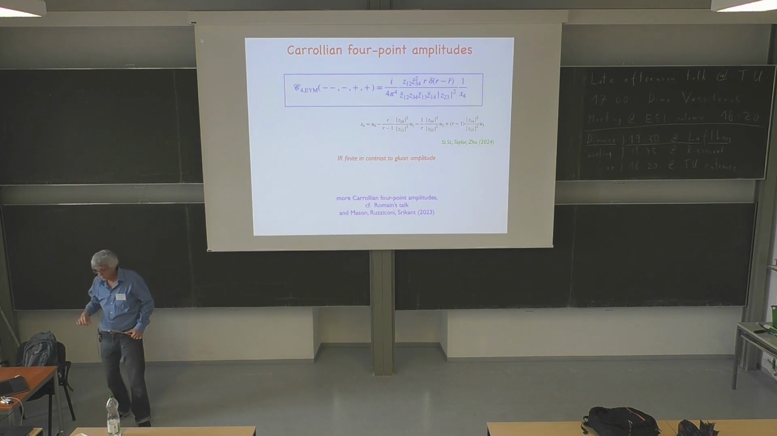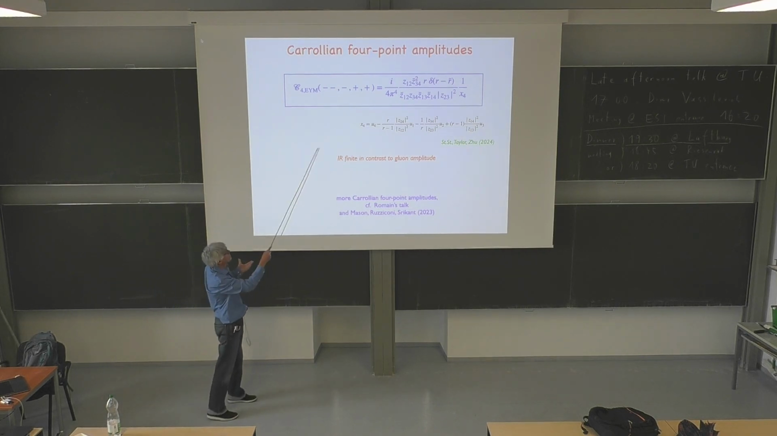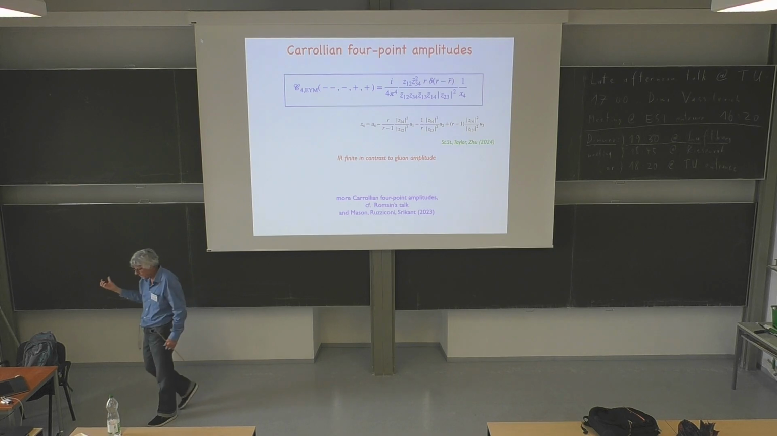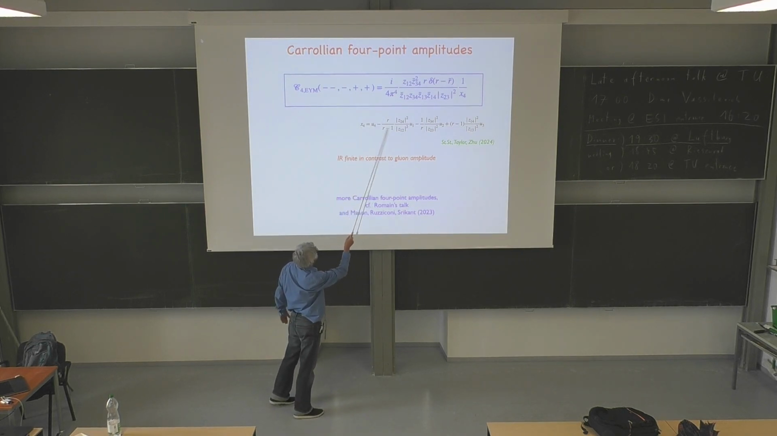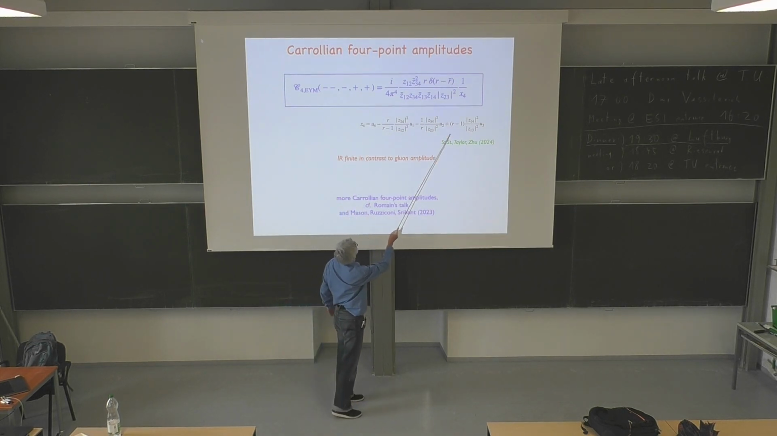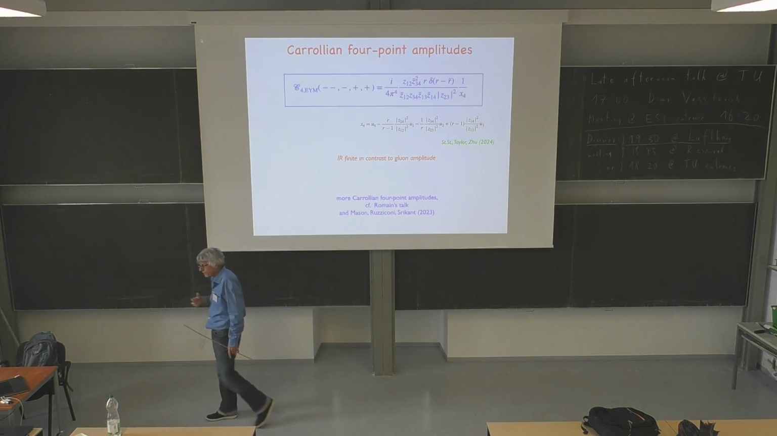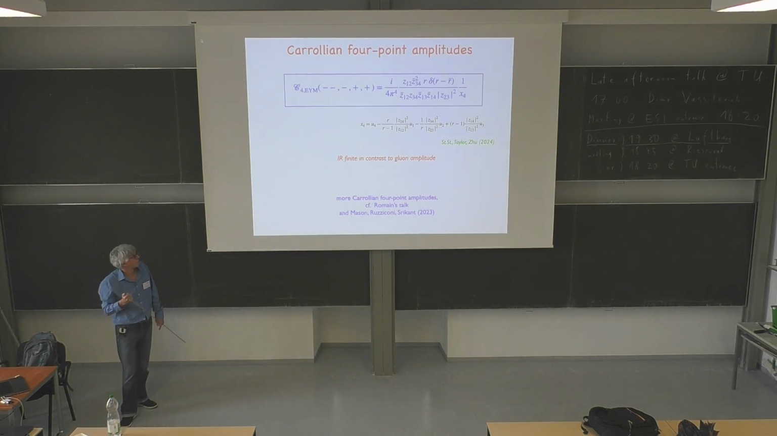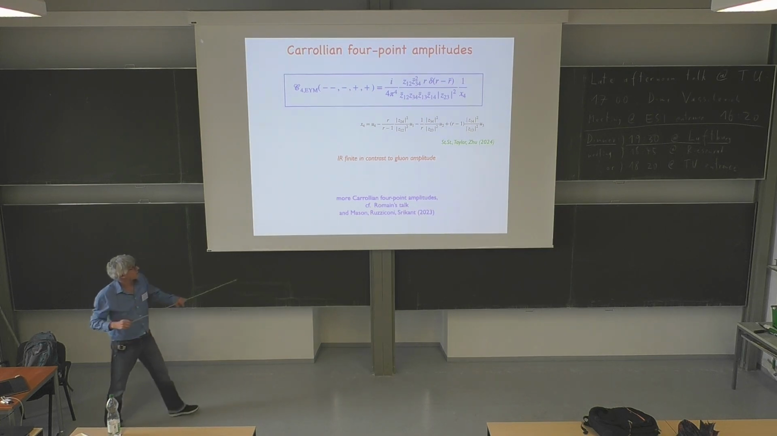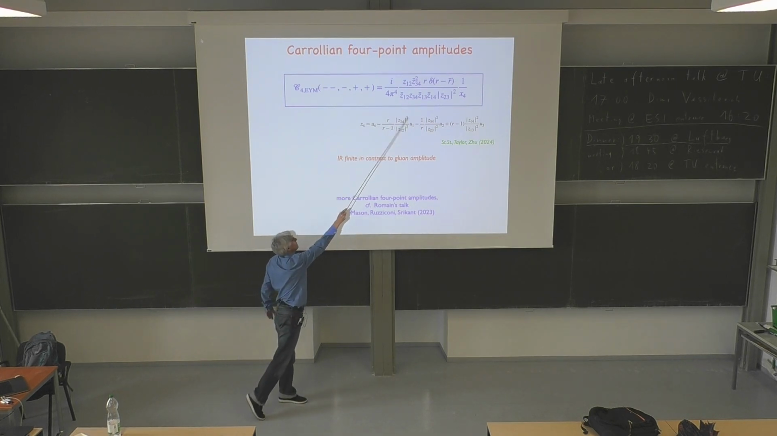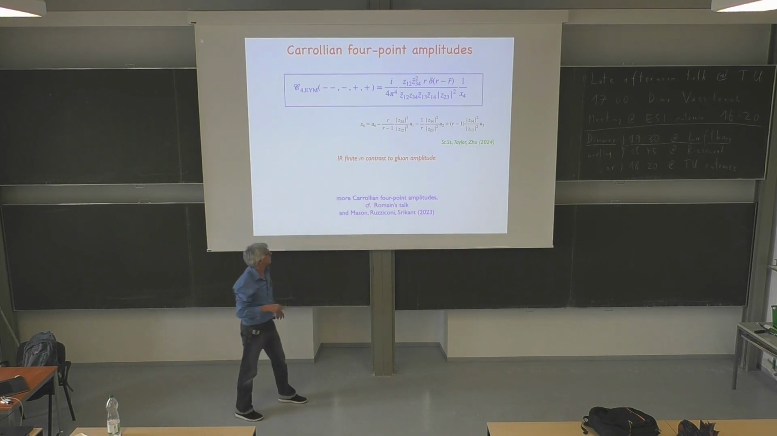It is of course a function of the celestial coordinate C and the retarded time U. And of course we have 4 particles, so we have U1 up to U4, which enter here, and this depends on the C dependence. So this is just to give you an impression of how such a Carrollian amplitude looks. And again, there's this delta function constraining this conformal cross ratio R.